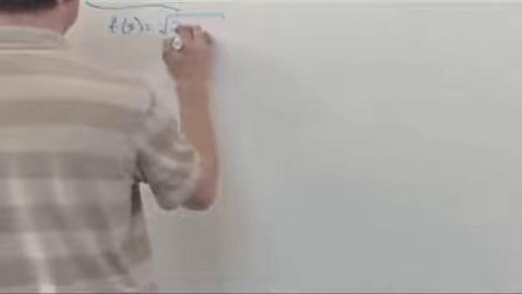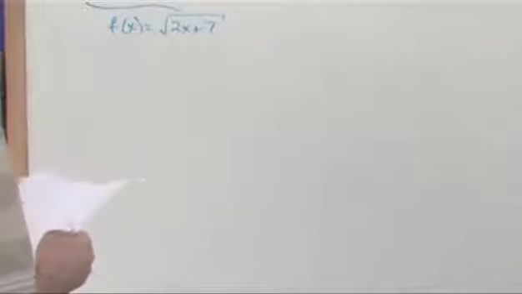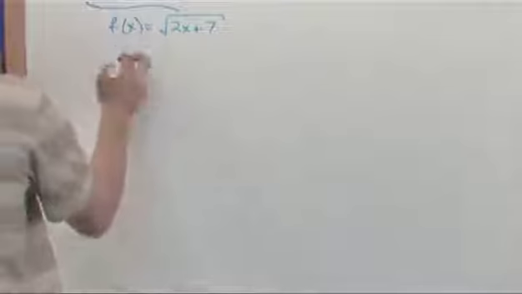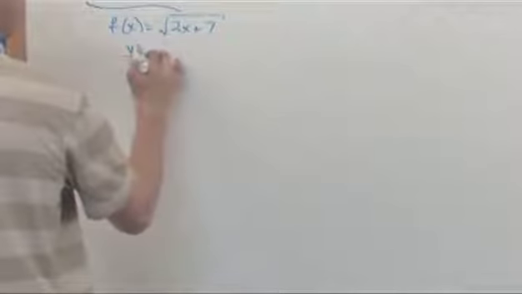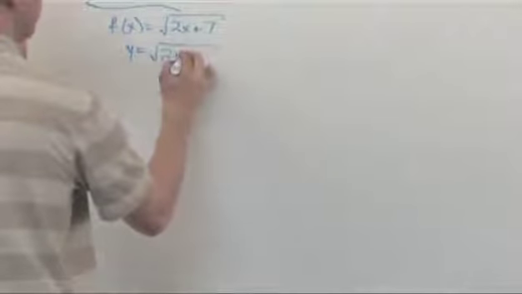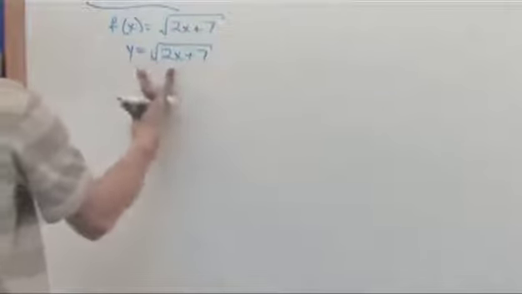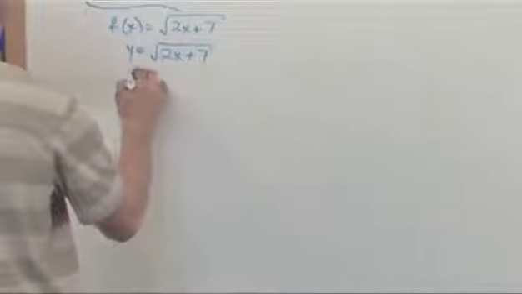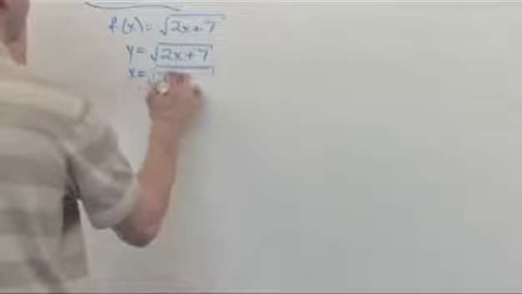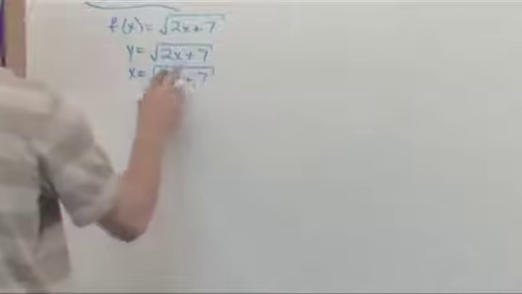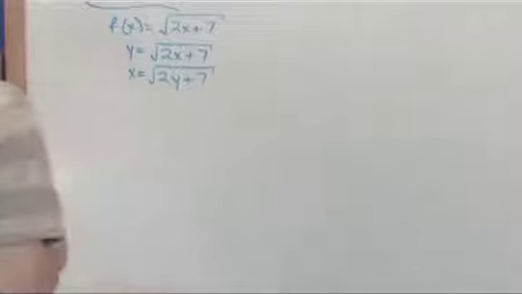Let's say you had f of x is equal to square root of 2x plus 7, and I wanted to find the inverse of that function. So again, the first step, replace f of x with y. Y is equal to the square root of 2x plus 7. Okay? Next step is replace x and y and flip them. X is equal to the square root of 2y plus 7. All I did was flip the location of x and y.